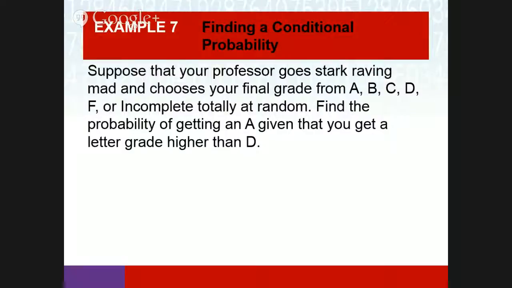So let's look at an example. Suppose your professor goes stark raving mad and chooses your final grade from A, B, C, D, F, or incomplete, totally at random. Find the probability of getting an A given that you get a letter grade higher than a D. So you know you're going to get something higher than a D. What's the probability of it being an A? Would be 1/3. It would be what? 1/4. Would be one. It's higher than a D. Oh, so incomplete is not higher than a D. So it'd be 1/3, right?